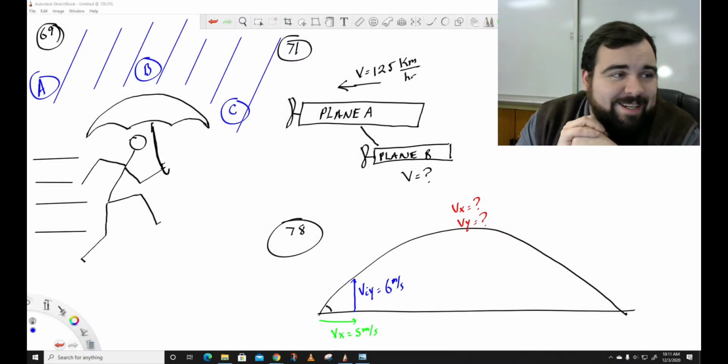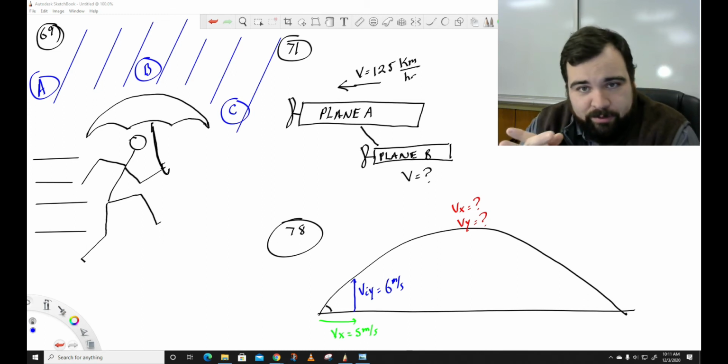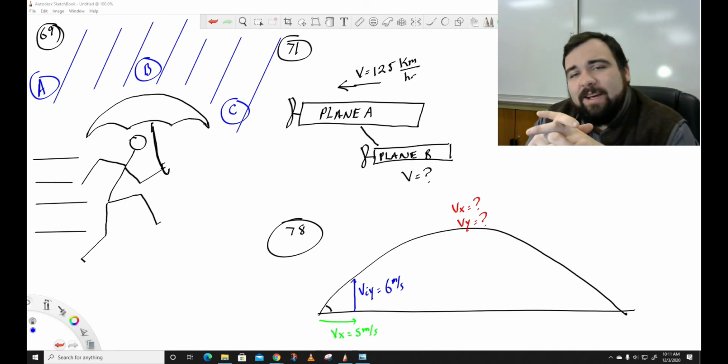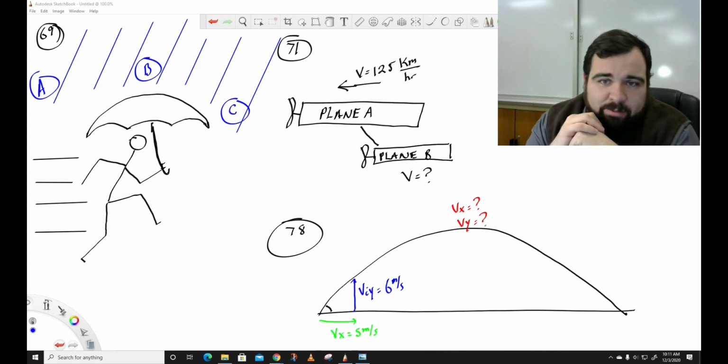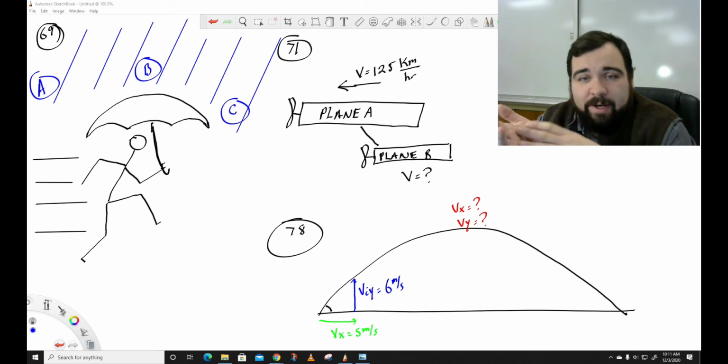Alright, so we have 69, 71, and 78. All three of those are conceptual problems, so there's really no need for calculation. Now for the first one, 69, it's asking, say you're running through the rain with an umbrella, how should you angle your umbrella in order to minimize how wet you're going to get?